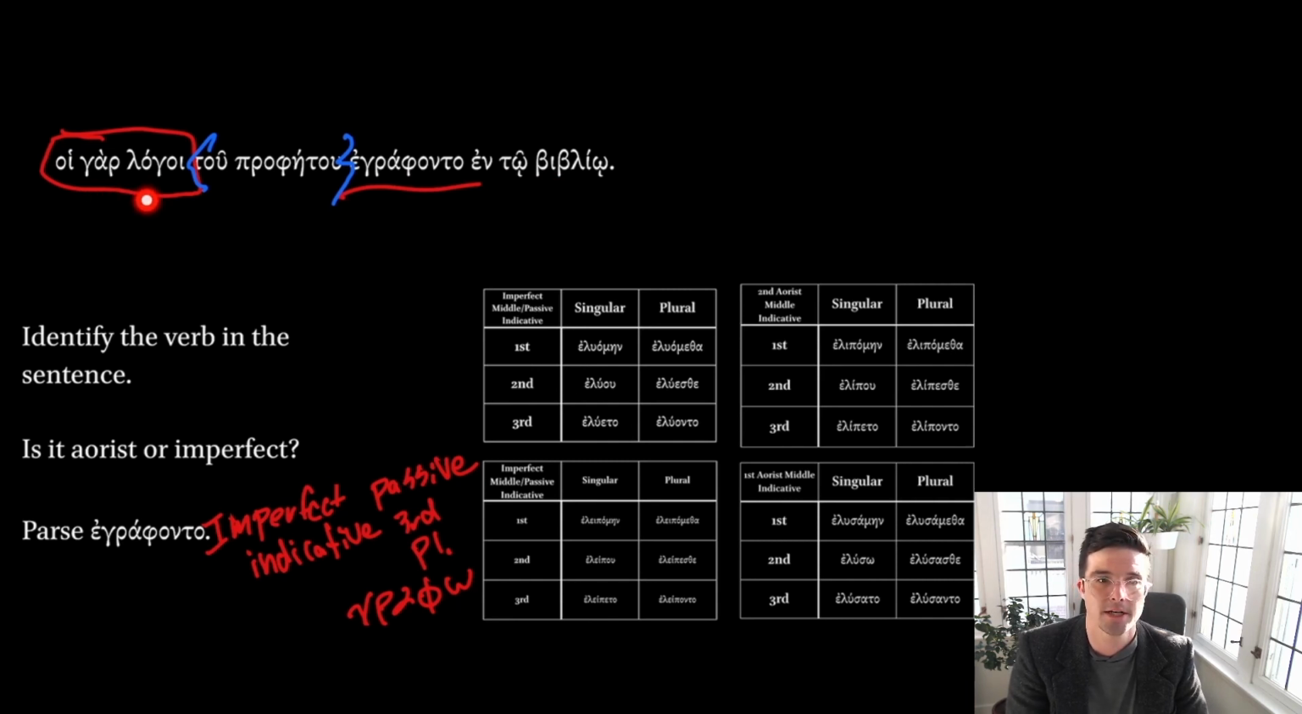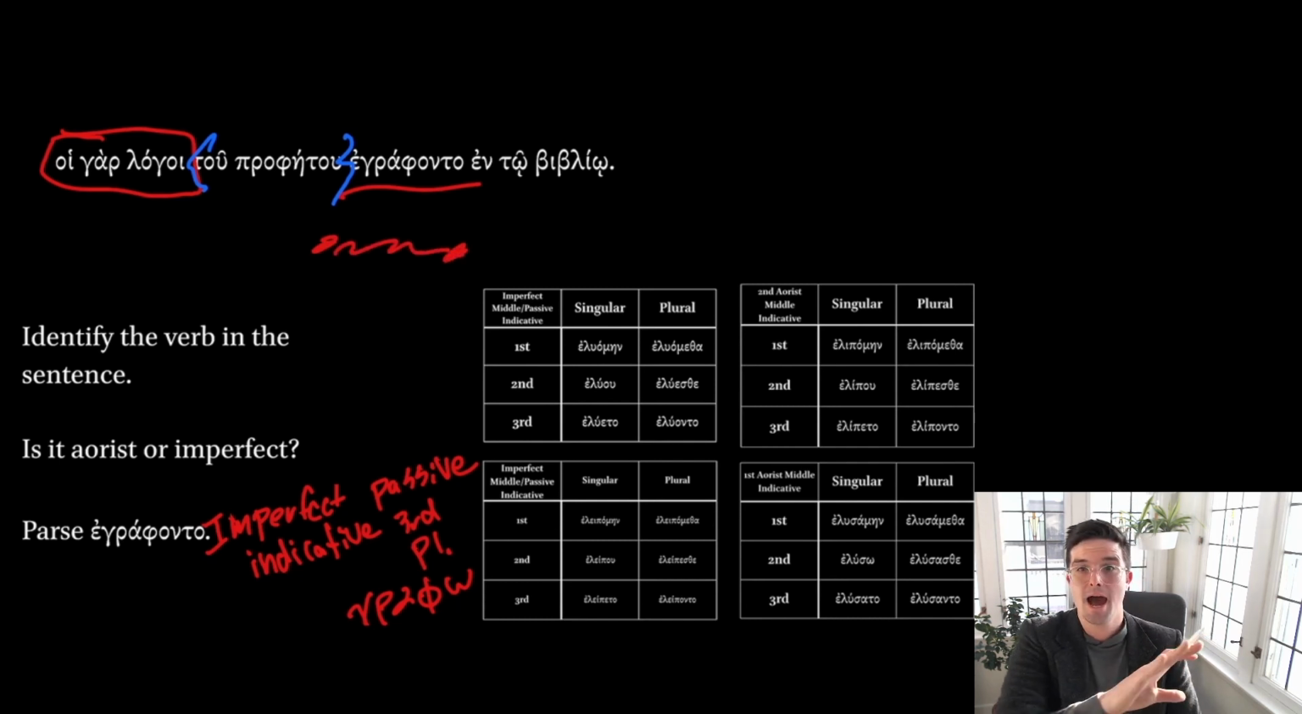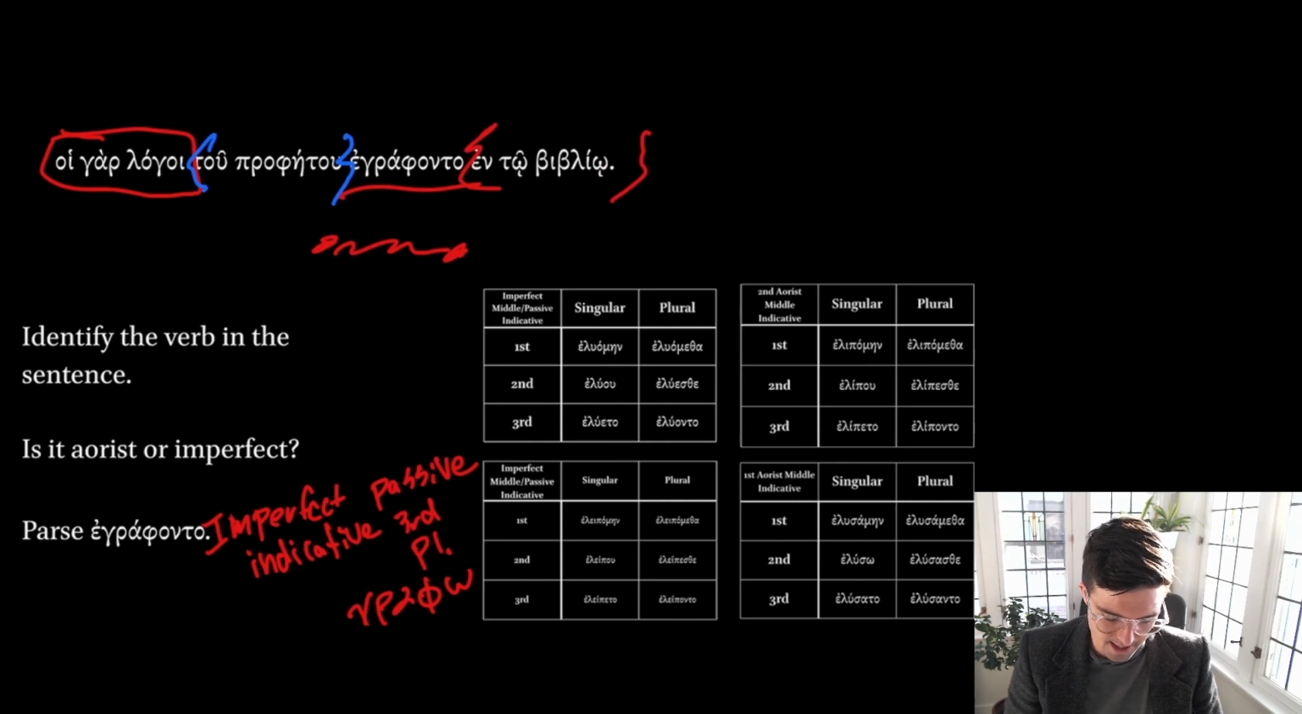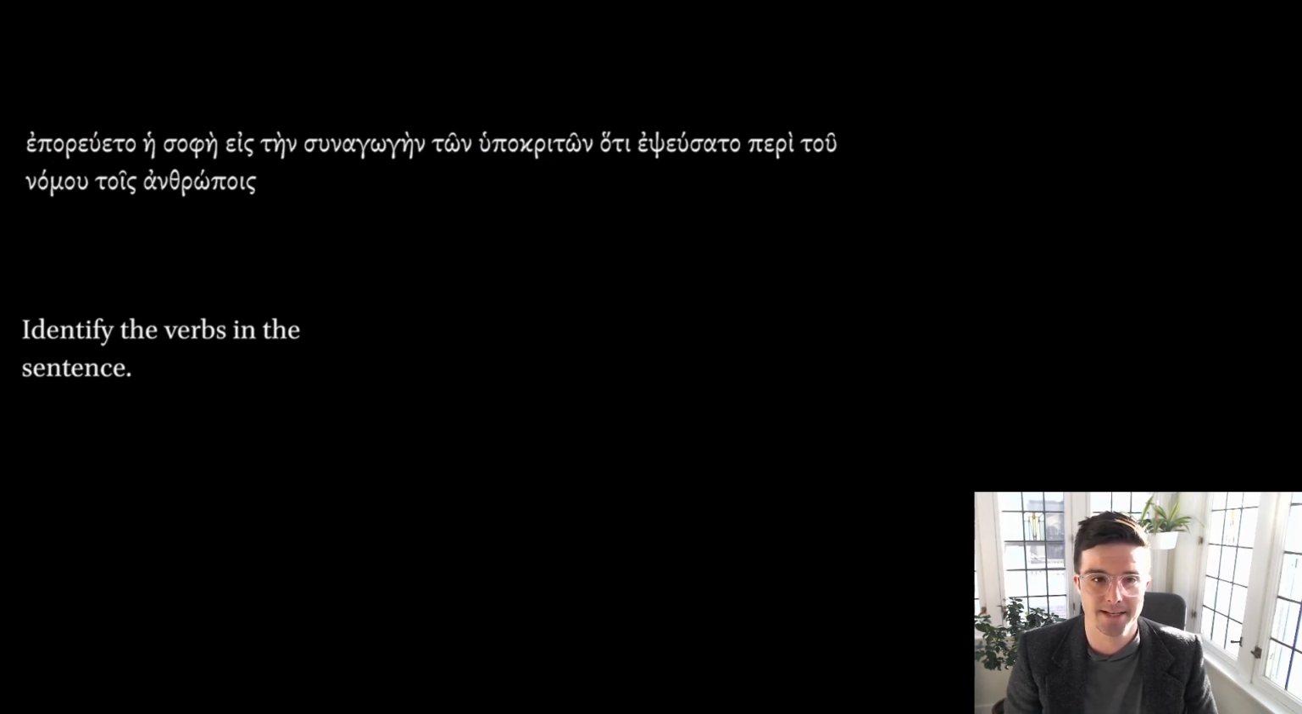So our translation, the words of the prophet were being written. Excuse me, I said were written earlier. Were being written. We want to get that ongoing action in there of the imperfect. The action was happening for an ongoing period of time. Were being written in the book. Here a prepositional phrase. The preposition en takes the dative after it, which is why we have tō biblio, the book, in the dative case.